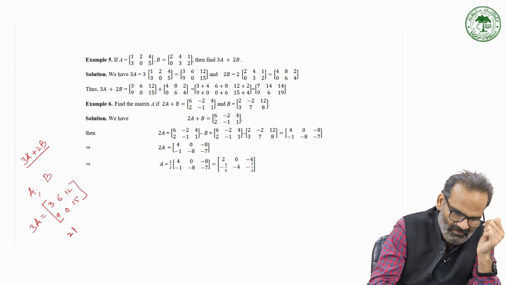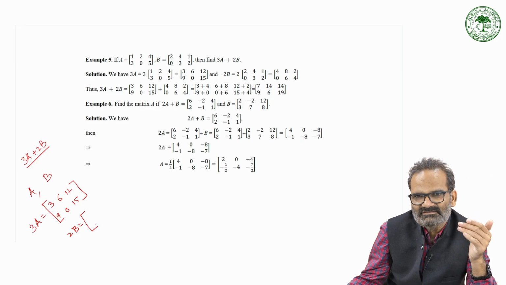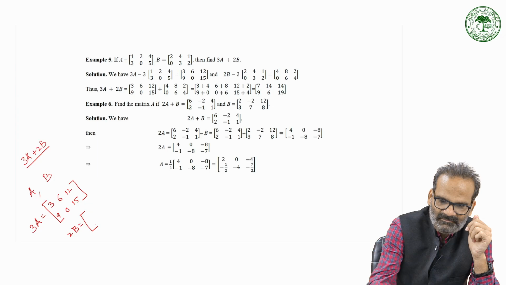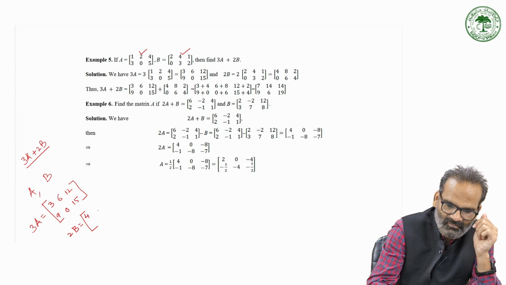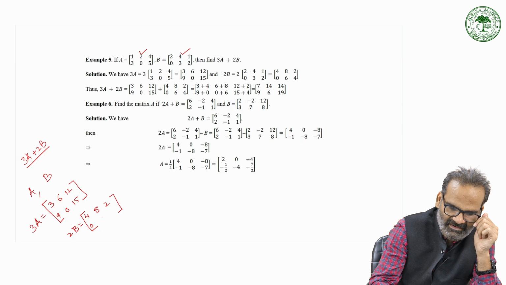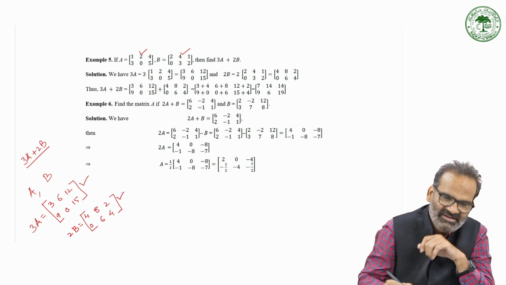Likewise, you can find out 2B. 2B means multiply all the elements of the matrix B by 2. See, B is this. So 2 into 2 is 4, 4 into 2 is 8, 2 into 1 is 2, right? 0 into 2 is 0, 3 into 2 is 6, 2 into 2 is 4. So this is your 3A and this is your 2B.